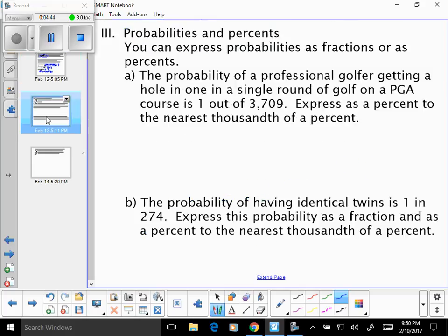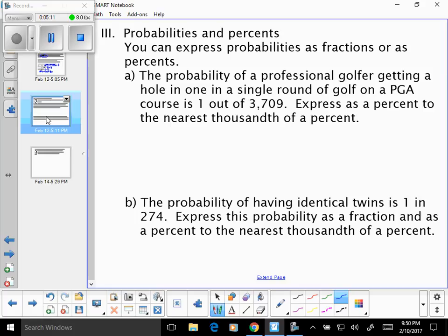In the second part of the lesson, they're going to ask us to take those probabilities and not only express them as fractions, but we also can express them as percents. Now, we've already covered getting from fractions to percents earlier in this chapter. So this kind of pulls a couple things together. So obviously this is one of our practical applications of percent.